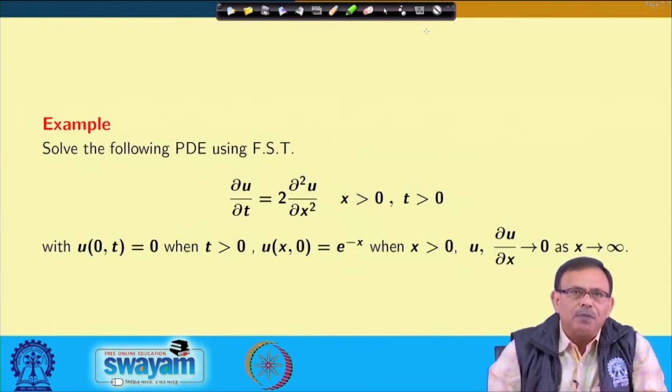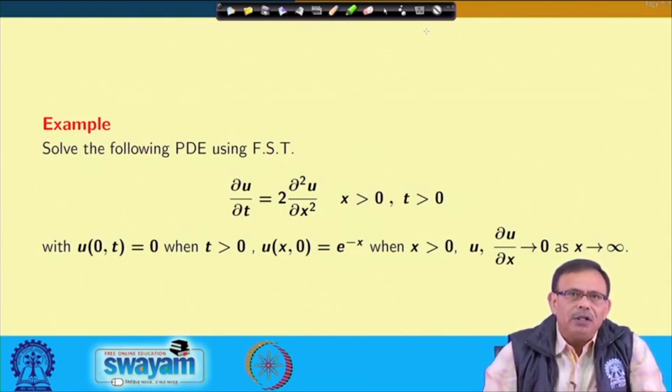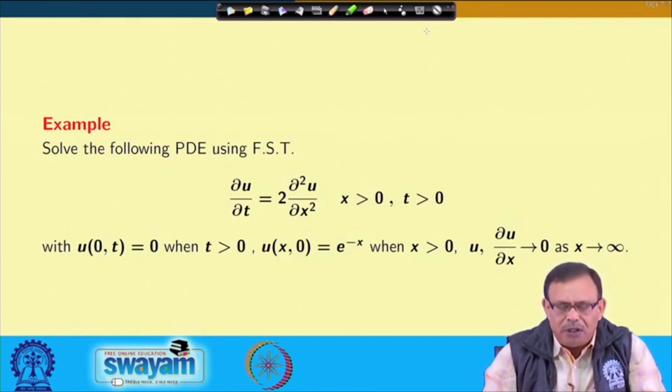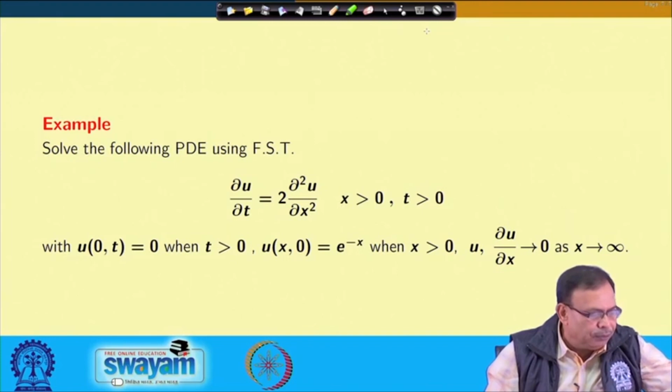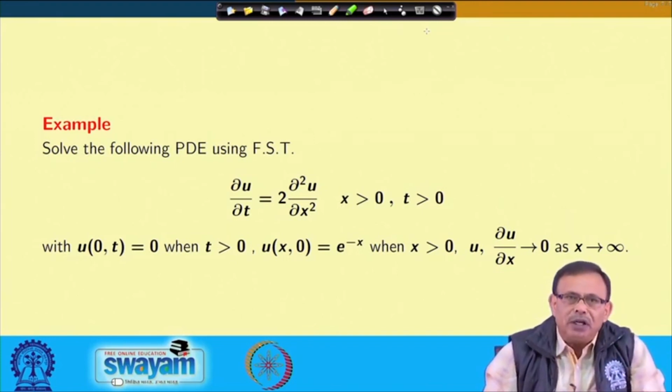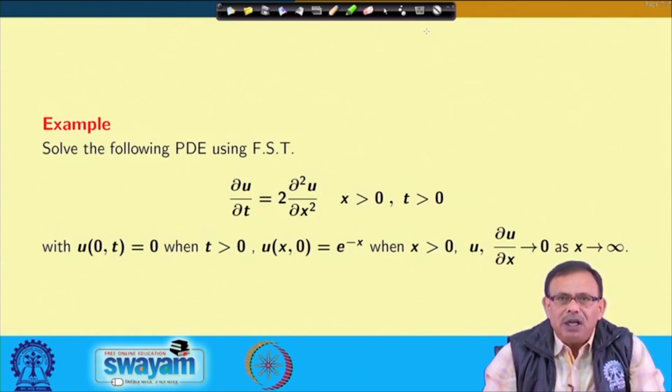Now, let us see another problem. Del u del t equals 2 del 2 u del x square. Similar problem, we are just giving some problems so that you can better understand how to find the solution. Here it is x greater than 0 and t greater than 0 with u 0 t equals 0, and when t equals 0, u x 0 is provided as e power minus x, and u and del u del x approach 0 as x approaches infinity.